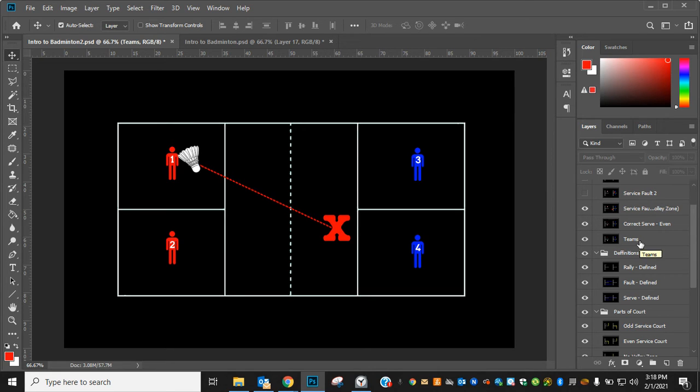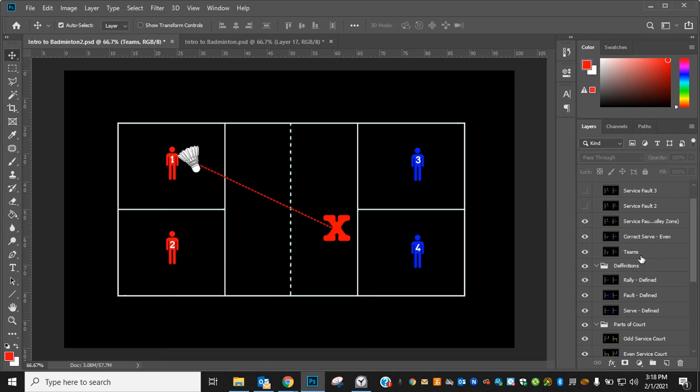This is an example of player one serving a fault. Because player one is now in the odd service court, you can assume that the score for the red team is an odd number. In this example, player number one serves the birdie, but the birdie lands in the no volley zone. This is not allowed and results in a fault for the red team. The blue team would score in this situation.